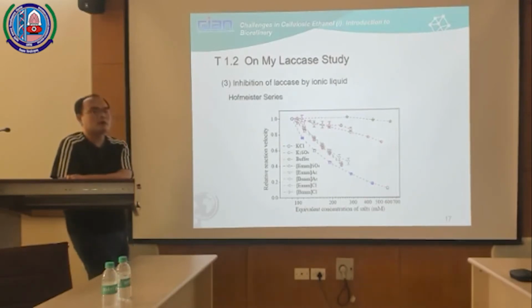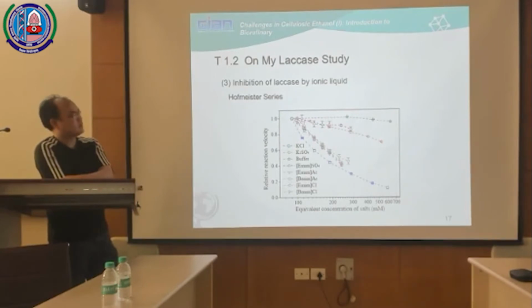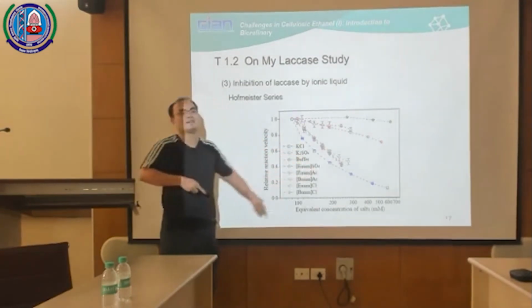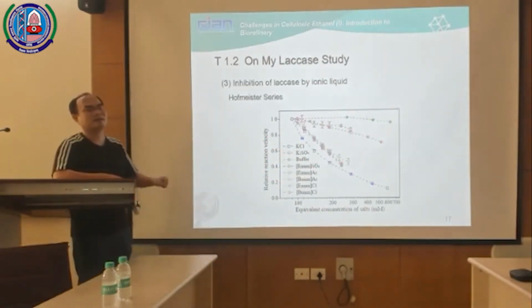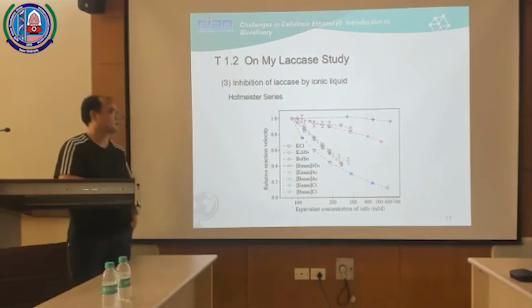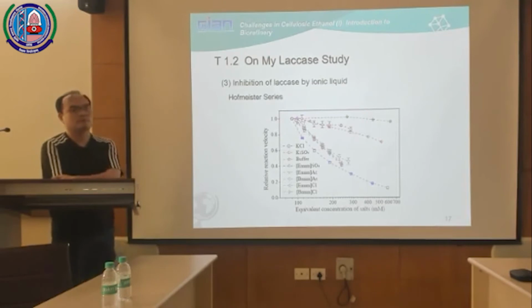With increase in concentration of the salts, the activity is decreasing. But the phosphate is stable, and the sulfate is less stable, but it's also okay. For the chloride or acetate, no. So we said that the inhibition is highly dependent on the anion. Totally dependent on the anion.